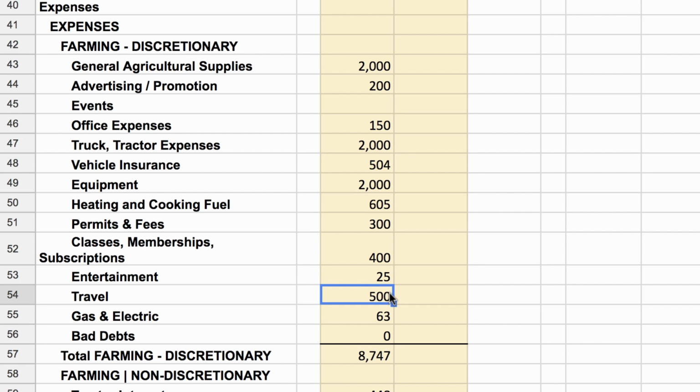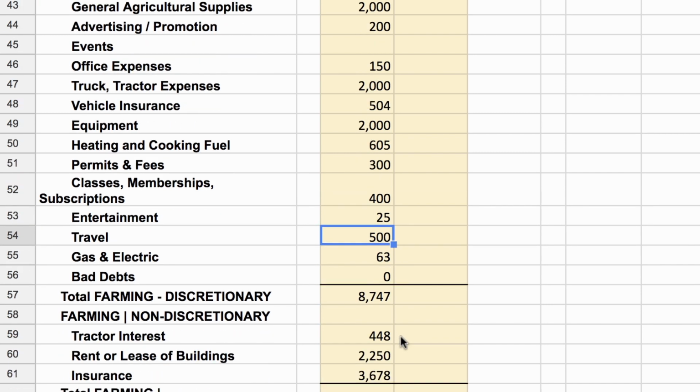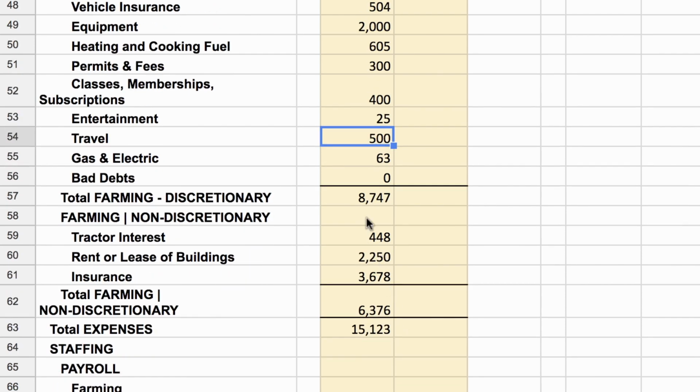That's farm truck gas or any kind of travel expenses. I don't do a lot of traveling other than just driving the truck around, but $500 a year in gas because my truck gets 10 miles to the gallon. And it is what it is. So total farming discretionary, $8,747. And then non-discretionary is our tractor interest, because we're financing the tractor, so there's monthly payments and then interest on that.